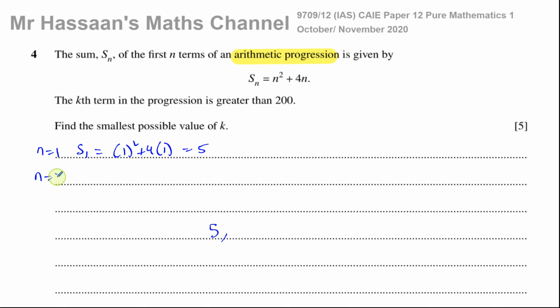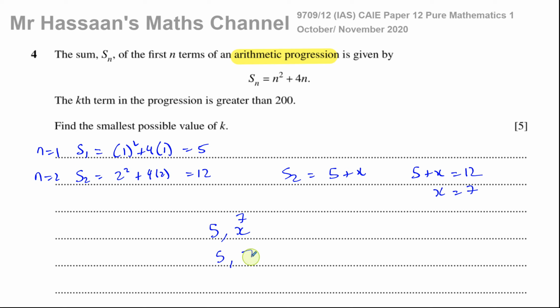Now, when I put n equals 2, it's going to give me the sum of the first two terms. Let me call the second term x. When n equals 2, the sum of the first two terms is 2 squared plus 4 times 2, which is 4 plus 8, which is 12. So the sum of the first two terms is 5 plus x, and 5 plus x has to equal 12. That means x must be 12 minus 5, which is 7. So the second term of the series is 7. So you have 5 and 7.